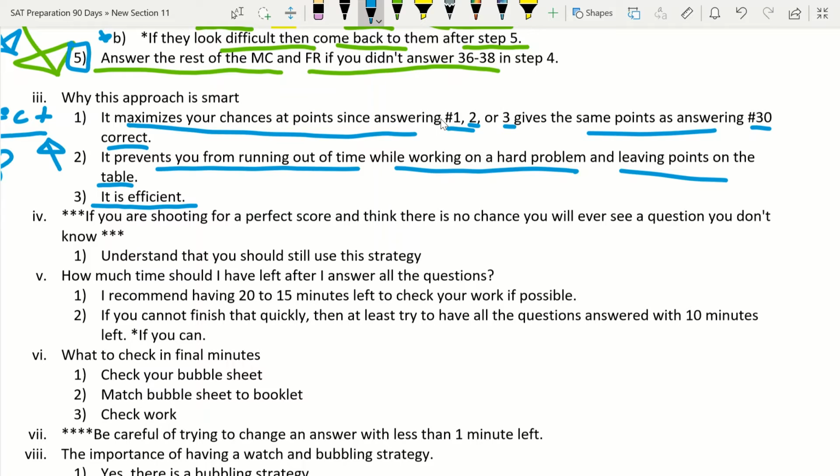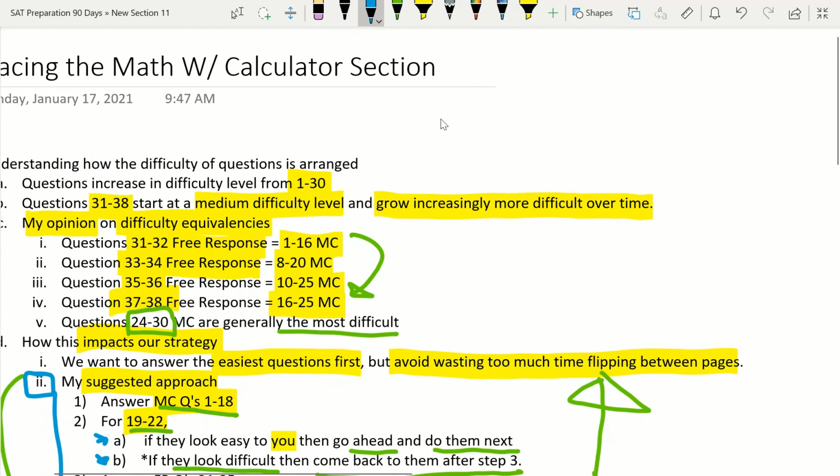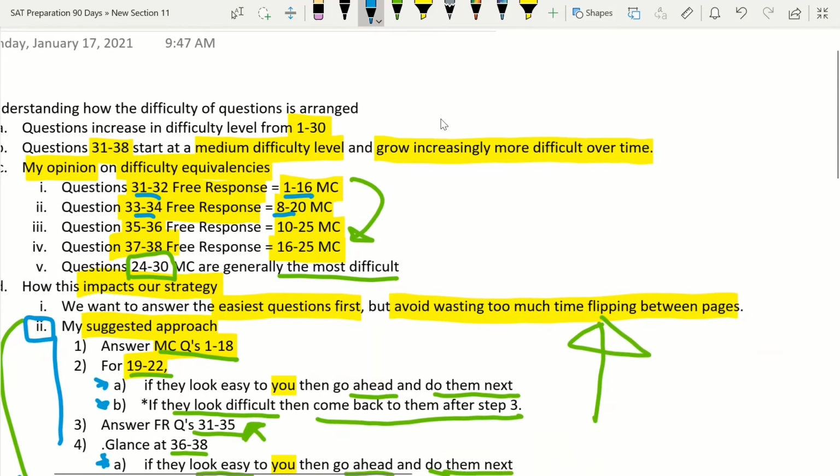Now, you may be thinking, well, why wouldn't I just go back and forth between the multiple choice and free response sections? Because if I go back to my equivalency chart, you may be thinking, well, shouldn't I answer 1 through 16 or 1 through 10 or something, then go answer 31 through 32, then do 33 through 34, then go back and do 8 through 20? Well, here's the reason that I wouldn't do that. I wouldn't do that because that's going to waste a lot of time flipping between pages.